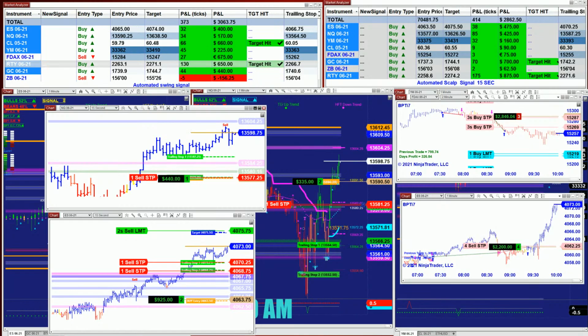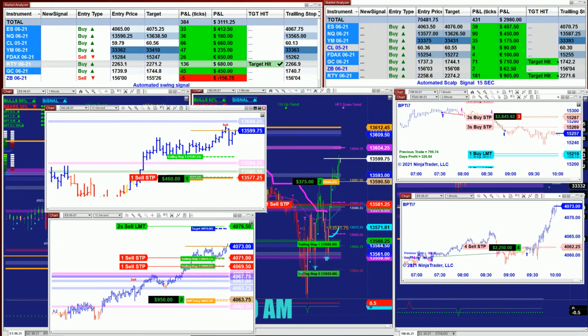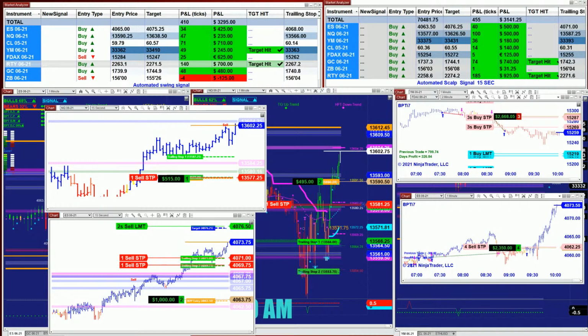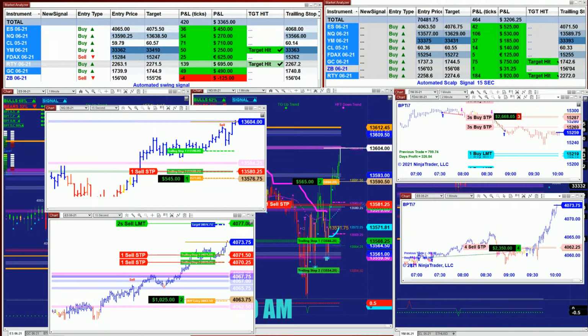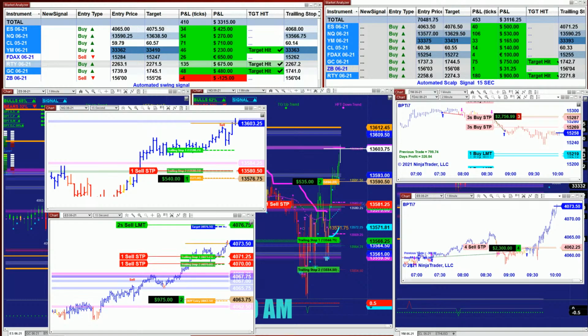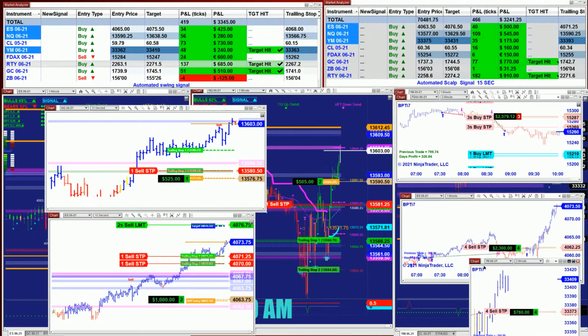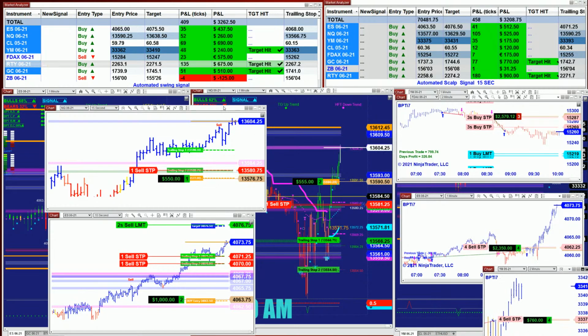On the TI7, we have also a trade on the TI7. We don't have a place to put anything anymore.